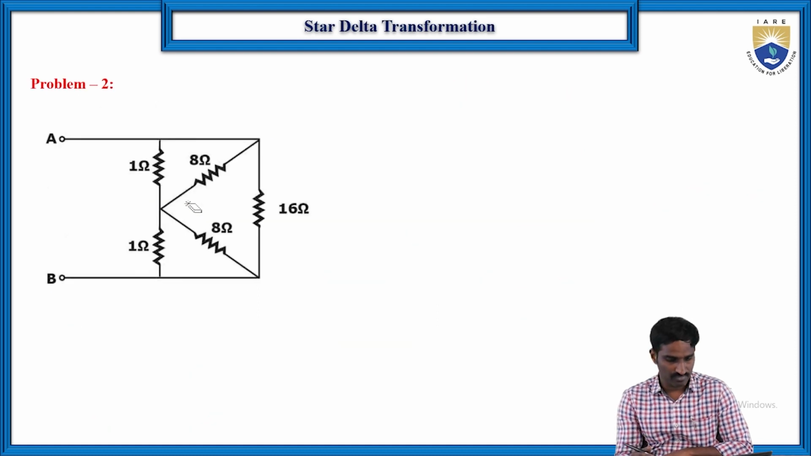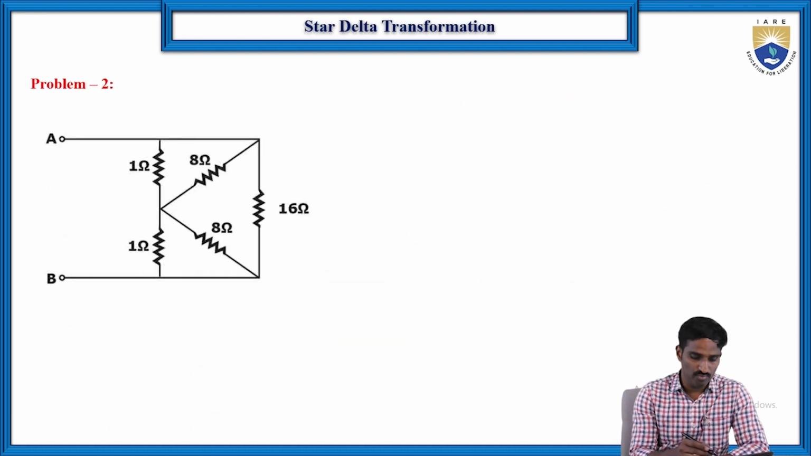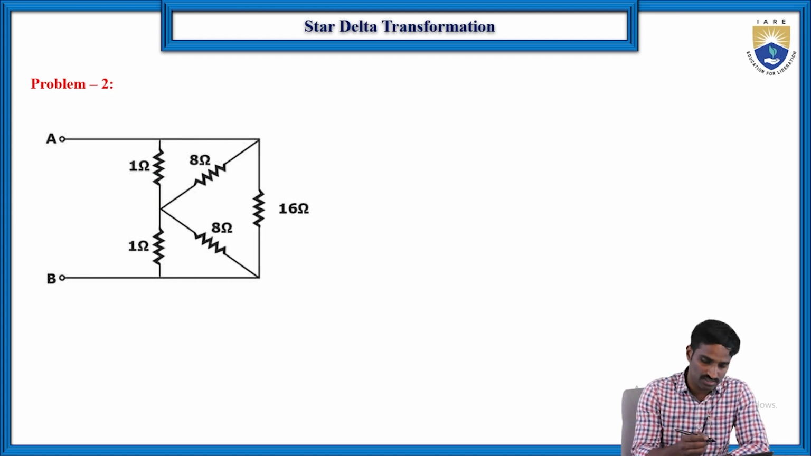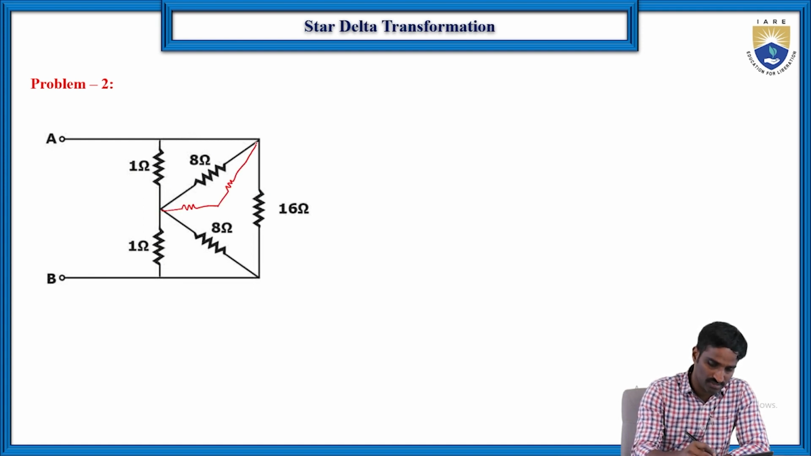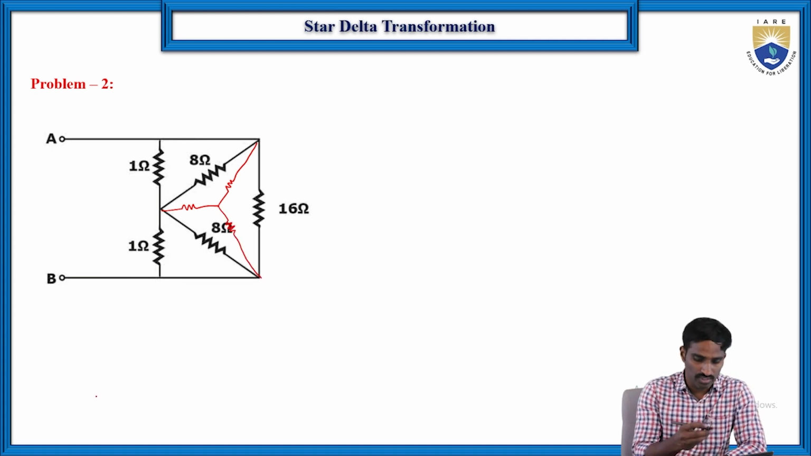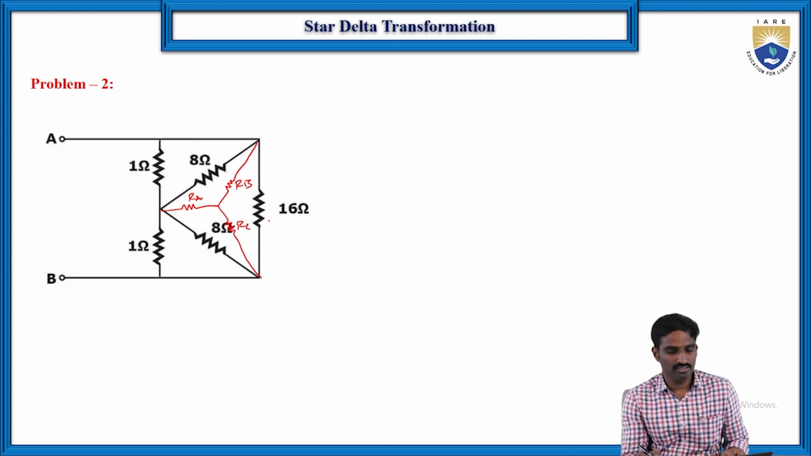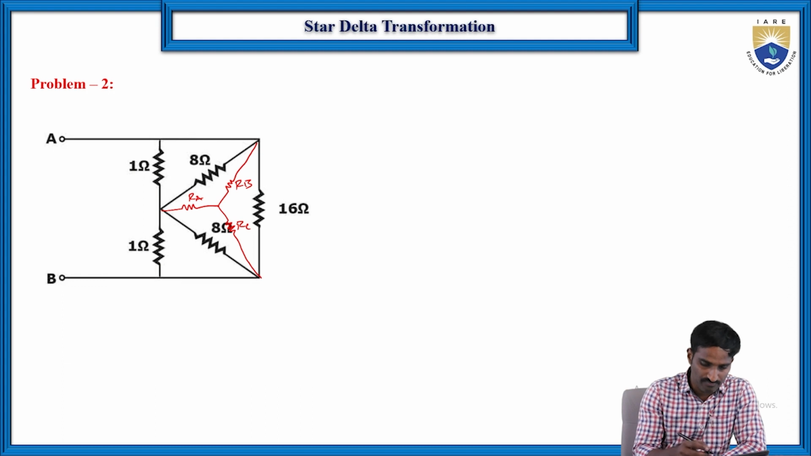Then coming to the next problem. Here it is simple, they have already given it. You just see, this is a delta connection, and delta can be converted directly into the star. Let us consider here one resistor, second resistor and third resistor, right? Let us consider here it is R_A, here it is R_B and here it is R_C, right? So here I'm just writing the equations directly. So R_A is equal to R_A.